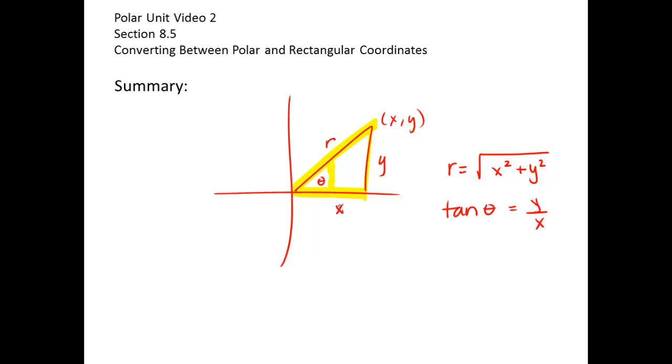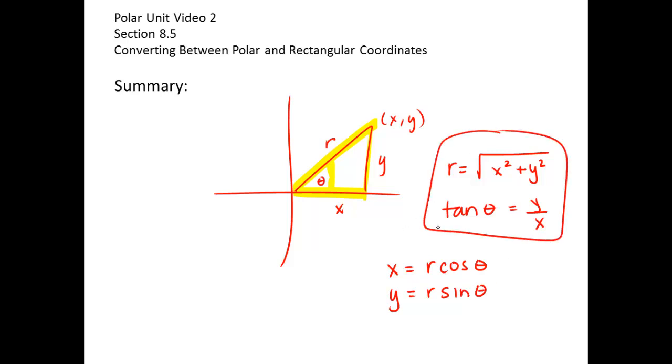so that would be my vertical over my horizontal. And then working back the other direction, my x is actually a relationship of r times the cosine of theta, and y is really a relationship of r times the sine of theta. So if you know these, you're going to be set for basically the entire chapter.